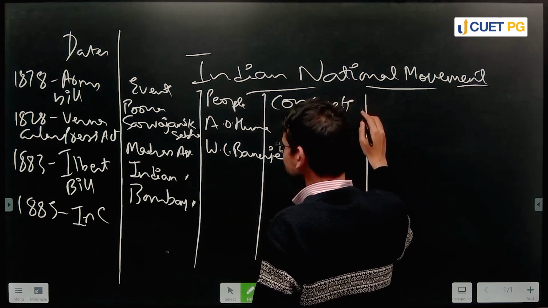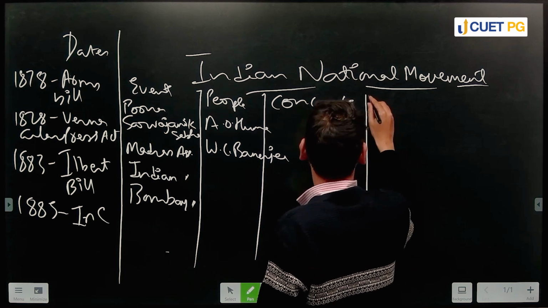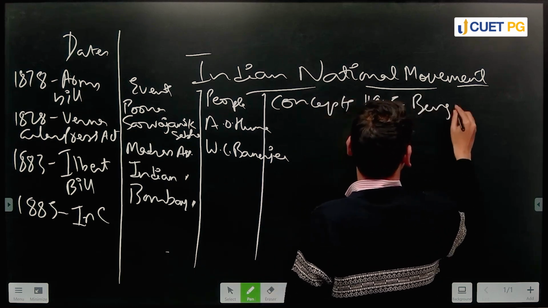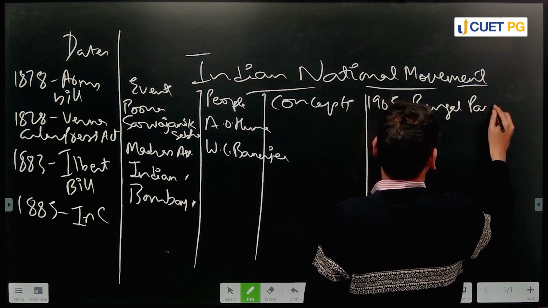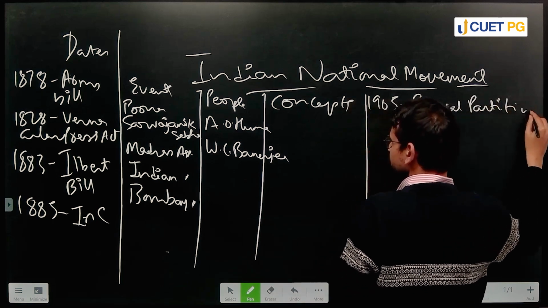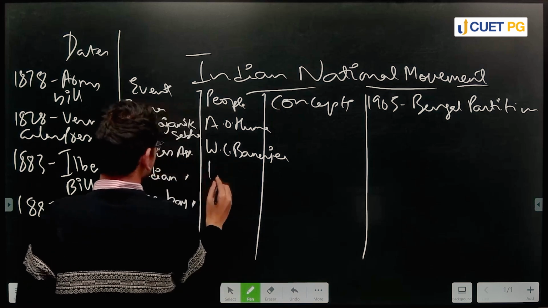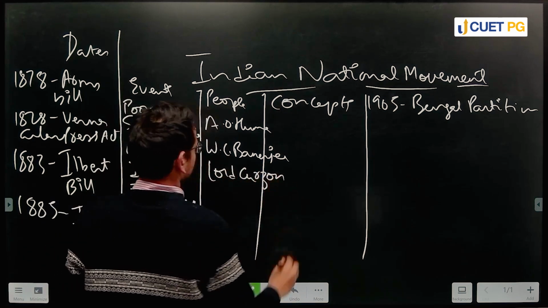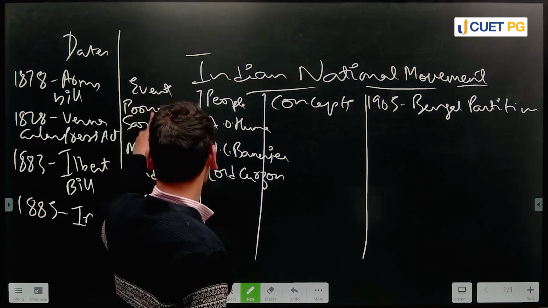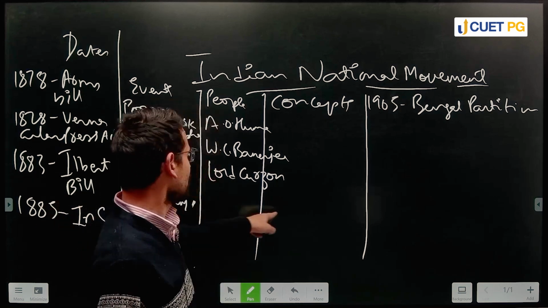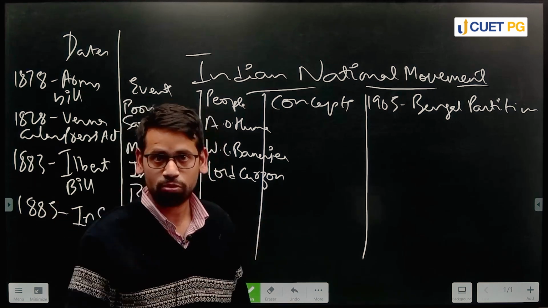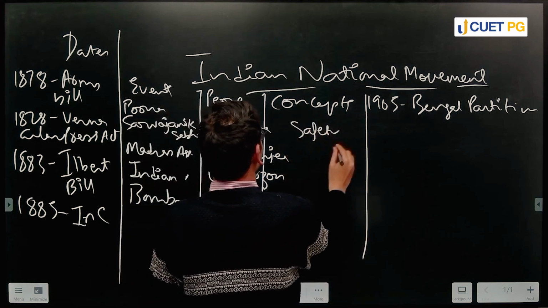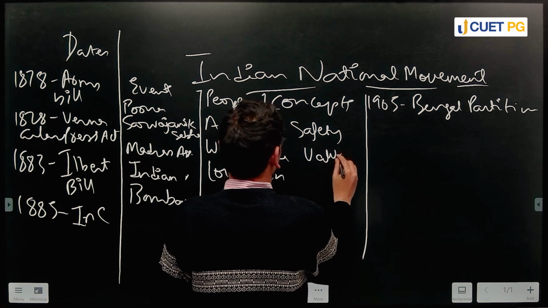The 20th century, the 1905 Bengal partition. Who is associated with it? Lord Curzon. Now, when we are talking about the formation of the Indian National Congress, the concept that is associated with it is the safety valve theory.